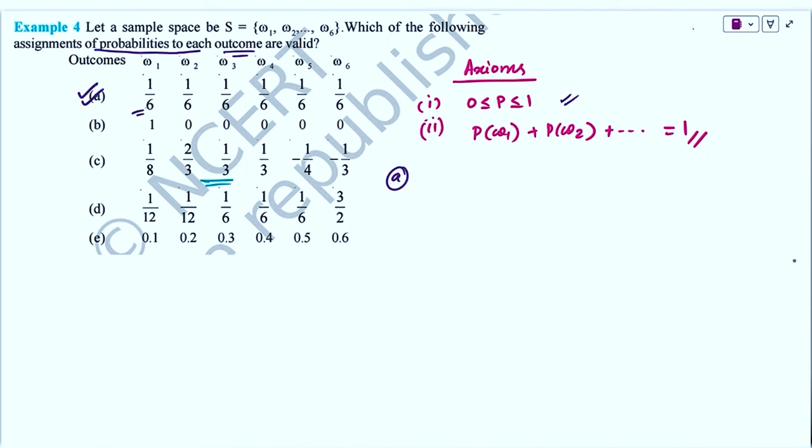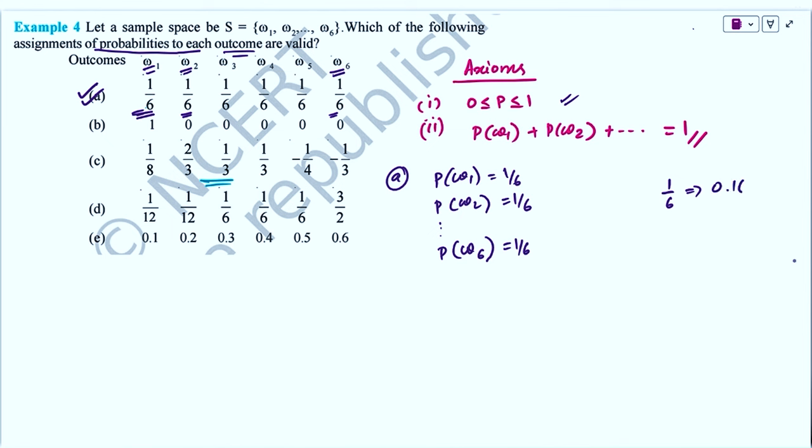Consider the first assignment. Here the probability of getting omega 1 is 1 by 6, the probability of getting omega 2 is also 1 by 6, and likewise the probability of getting omega 6 is 1 by 6. We know that 1 by 6 is about 0.16. So we can say that the probability lies between 0 and 1, that is, 0 less than or equal to P less than or equal to 1. That is, the first axiom is satisfied here.